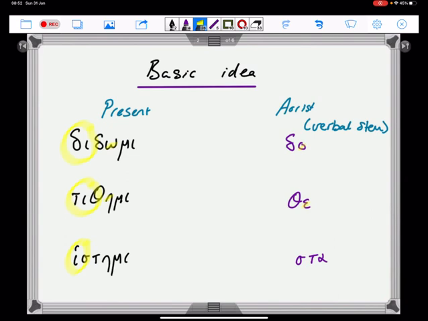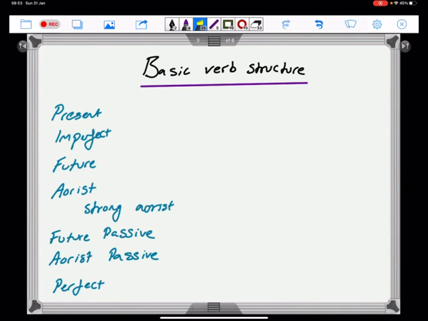So, mi verbs have a slightly different set of endings in the present, a reduplicated stem. It is their present that is weird. Once you're outside of the present and the imperfect as related to the present, then the rest of it is actually relatively straightforward and similar to the kind of verb forms that you've seen already. This can be seen if you have an overview of the basic verb. We'll use tithemi in the present, tithemi in the imperfect, augment, present stem.